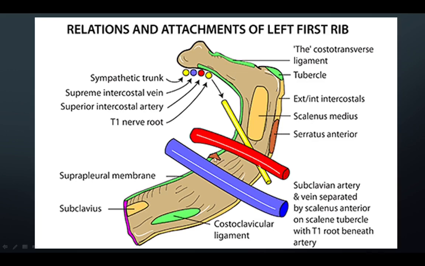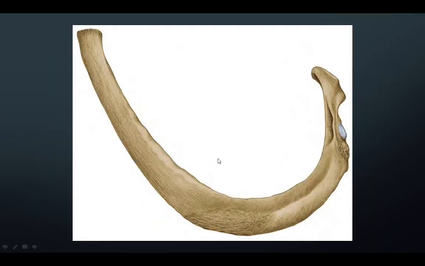And the scalene tubercle is on the superior surface along the internal border, and this is one of the indications by which you can determine the side and anatomical position of the first rib. We'll come to this.